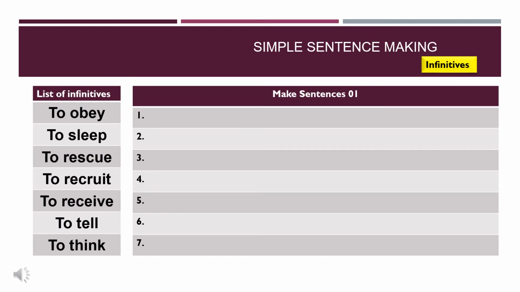Now I have made an assignment for you here, and this is a make-sentence assignment. You have to make sentences with the infinitives given in the list. The list of infinitives is: to obey, to sleep, to rescue, to recruit, to receive, to tell, and to think. So make sentences with these infinitives. Do it now.